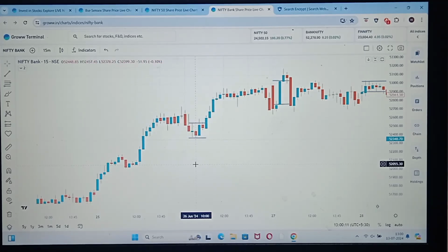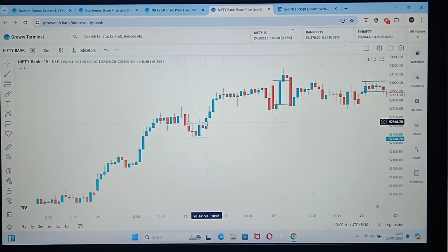You can see this is an inside candle. 10:15 is also an inside candle. 10:30 is also an inside candle. And when you look at 1 hour, the market consolidated in this phase. So this is a kind of box where the market consolidated for 1 hour, and after that you can see a big move in the market. So whenever the market consolidates, after that you can see a big move.